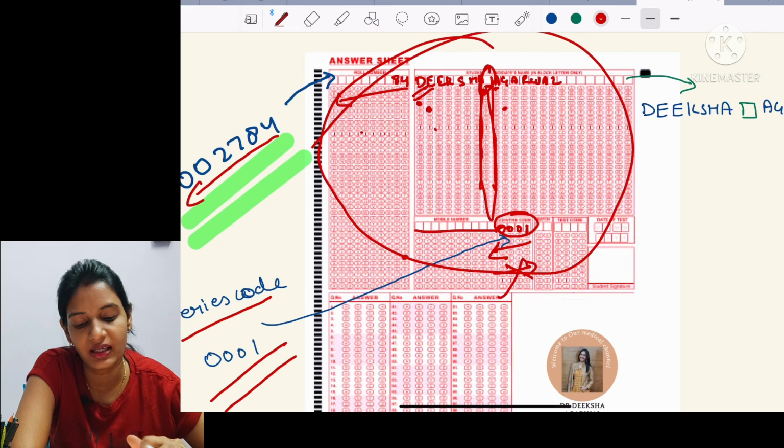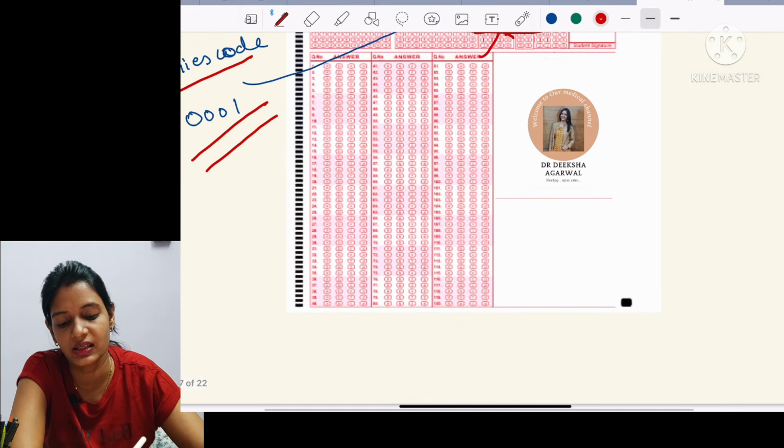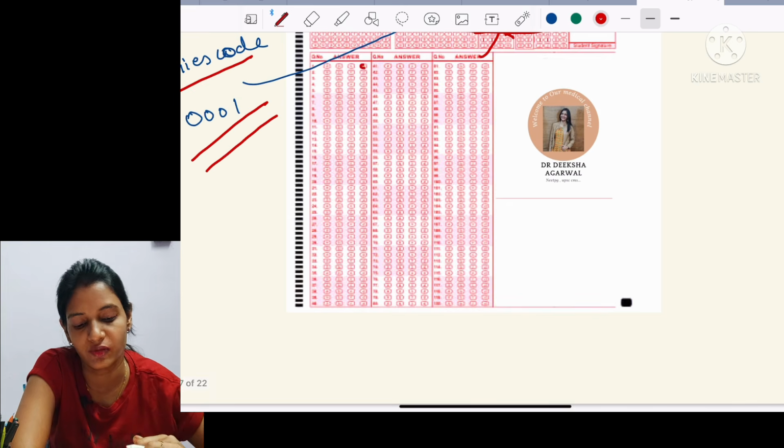Now you have the answers here. You have to fill the answers. Suppose the first is D, so you are going to mark D. Like this you have to mark.